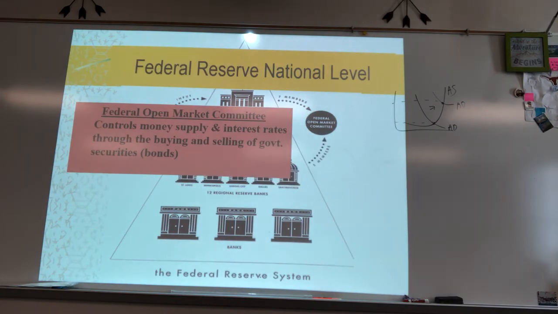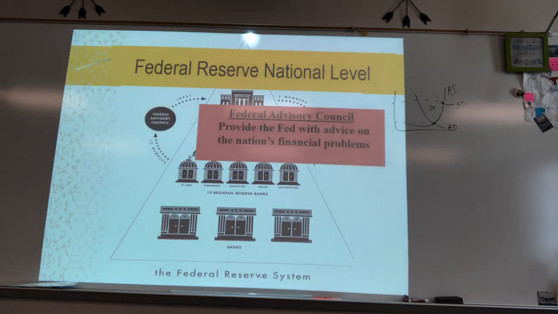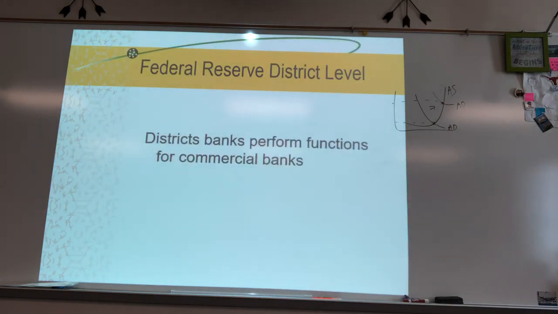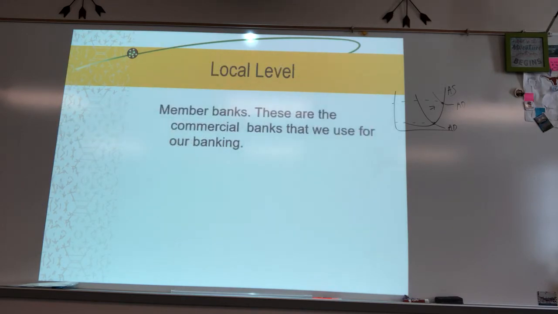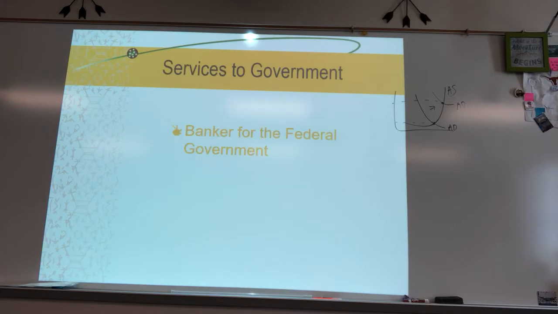They set the interest rate through the buying and selling of government bonds. The Federal Advisory Committee provides advice to the president on financial problems currently going on. At the federal district level, they provide services for the commercial banks. They go into the commercial banks and make sure they have the right amount in the reserve requirement. They provide services to the government.